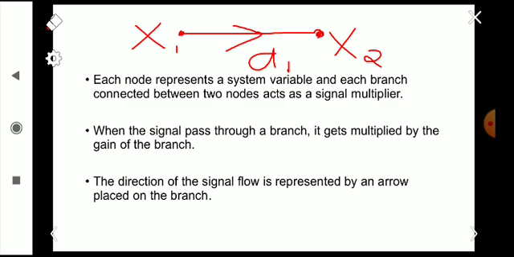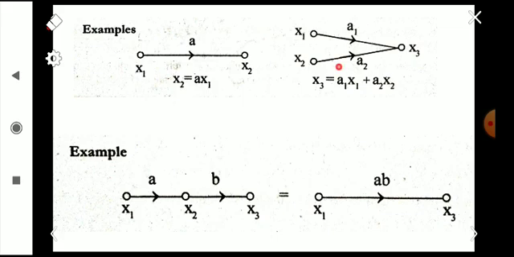In a signal flow graph, the signal flows in only one direction. The direction of signal flow is indicated by an arrow placed on the branch, and the gain is indicated along the branch. Here are some examples. Here it is the variable x1, here it is x2, so x2 equals a into x1. Both signals are combining at the point x3, so x3 denotes the addition of the two values, a1 into x1 plus a2 into x2.